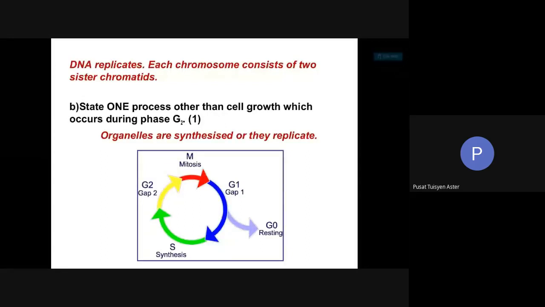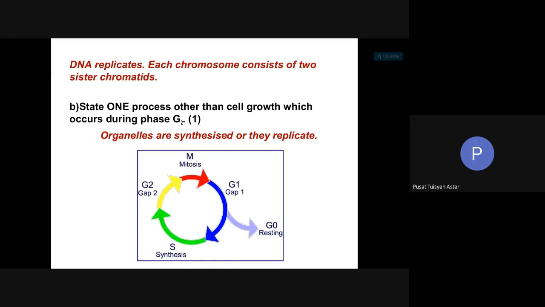So B, state one process other than cell growth which occurs during G1, G2. G2, it's preparing to go to mana? Mitosis, right? So of course, cell tengah growing. And also organelles are synthesized or they are replicated.